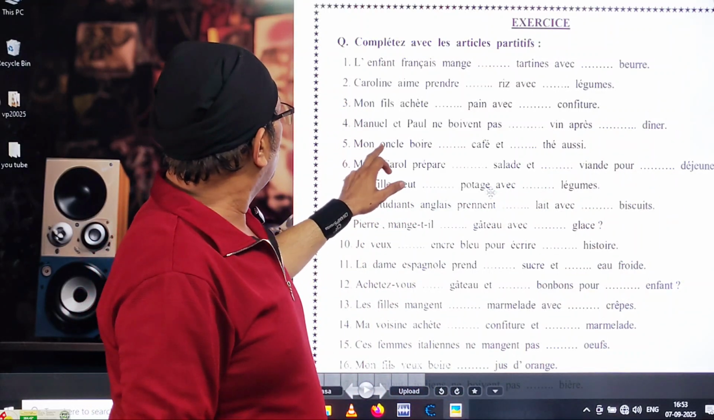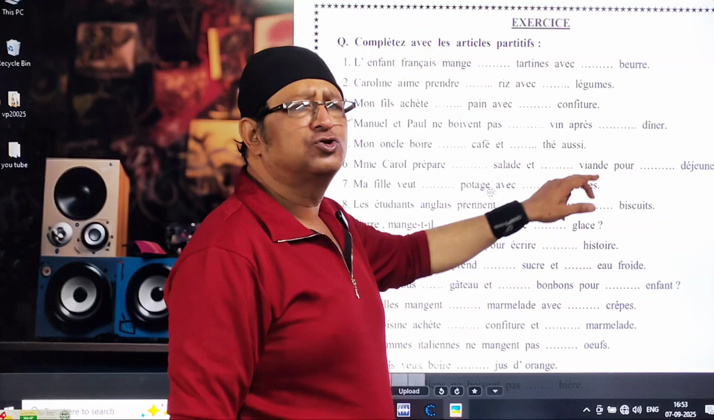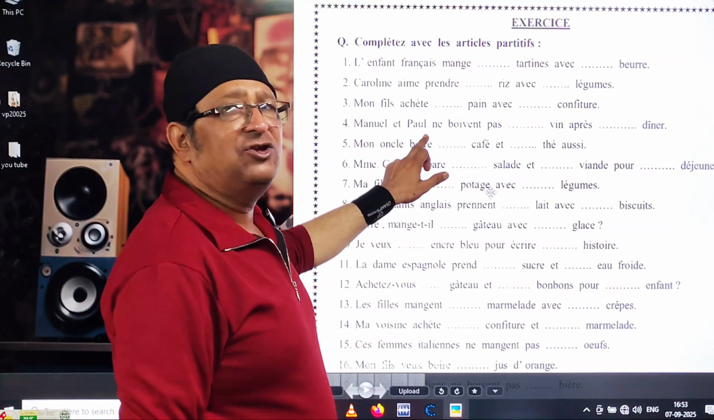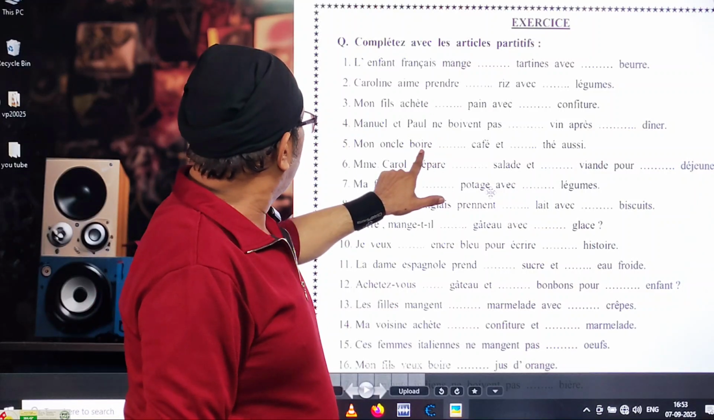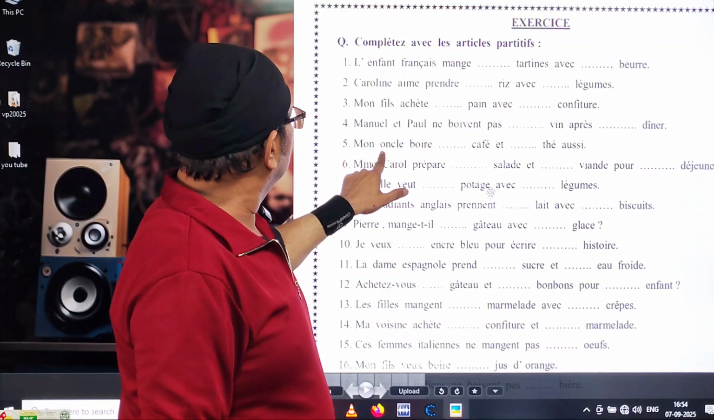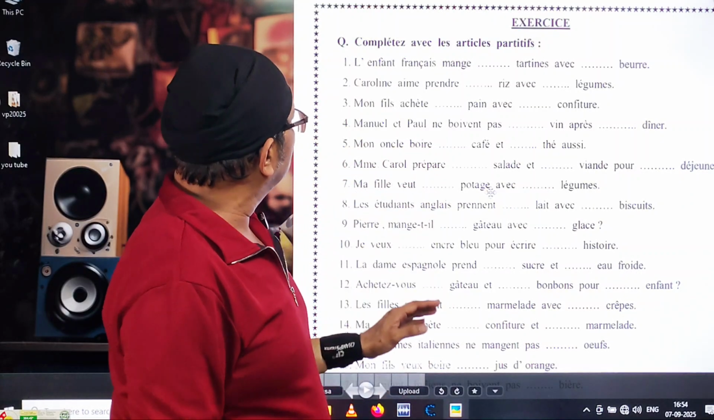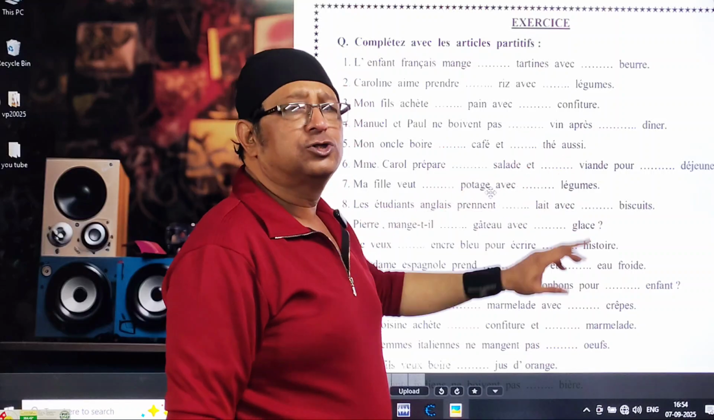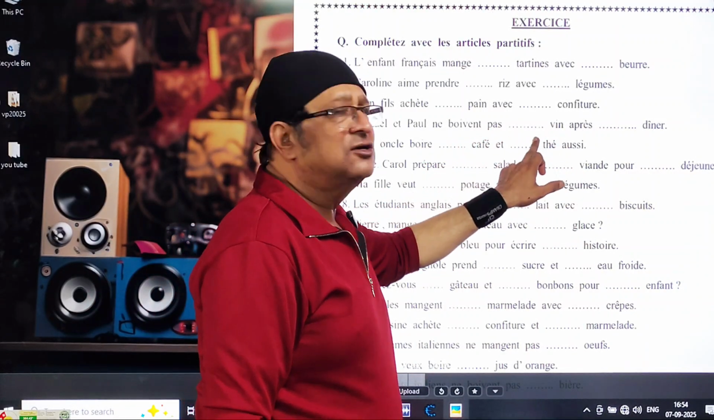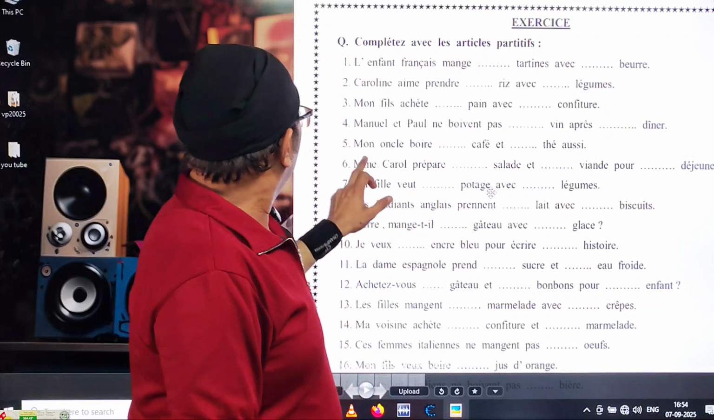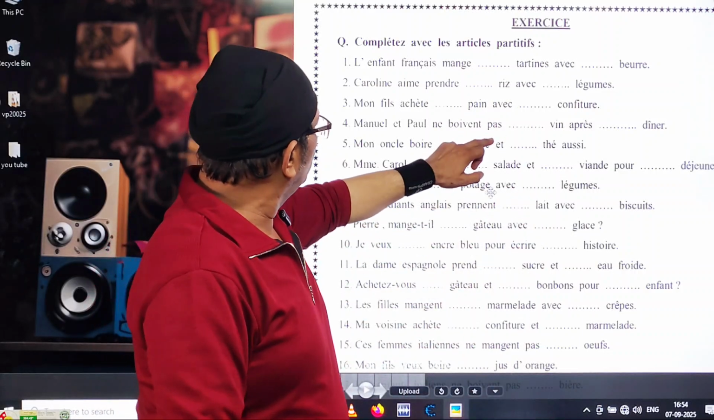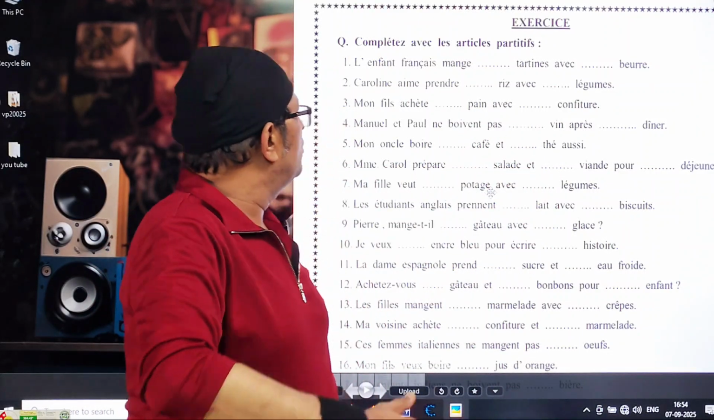Numéro 5. Mon oncle boit dash café et dash thé aussi. My uncle drinks: it will be B-O-I-T, not B-O-I-R-E, B-O-I-T. My uncle drinks coffee and tea also. Here, coffee and tea, both words are masculine singular. Du café et du thé. My uncle drinks coffee and tea. Because both words are masculine singular, we will use du here.